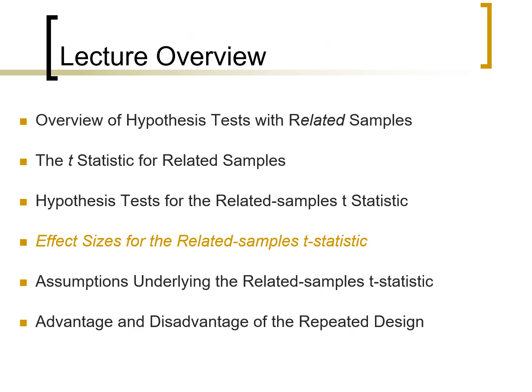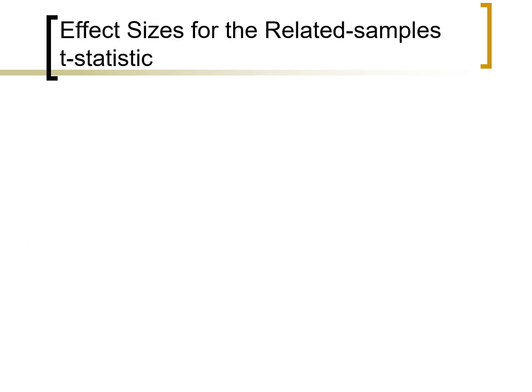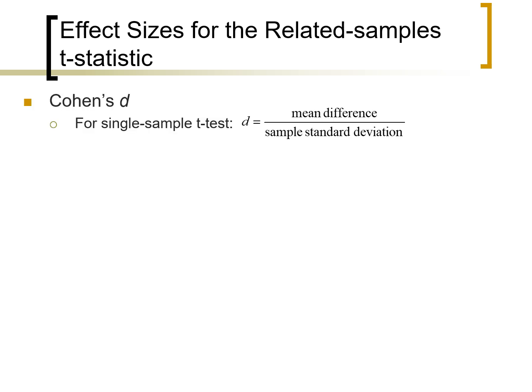So now that we've got the basic process for doing our significance test for our related samples, or dependent samples, t-statistic, we also have to think about our effect size after we've done the significance test. So the logic is very similar to the previous t-test. Typically, we're going to go with Cohen's d. For a single sample t-test, it's mean difference over sample standard deviation.